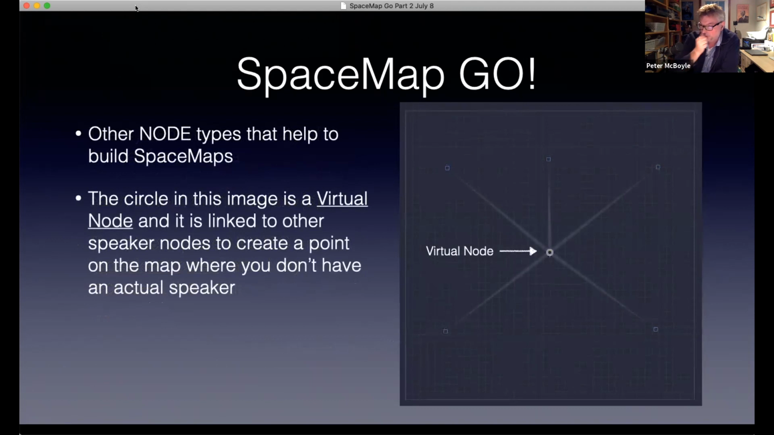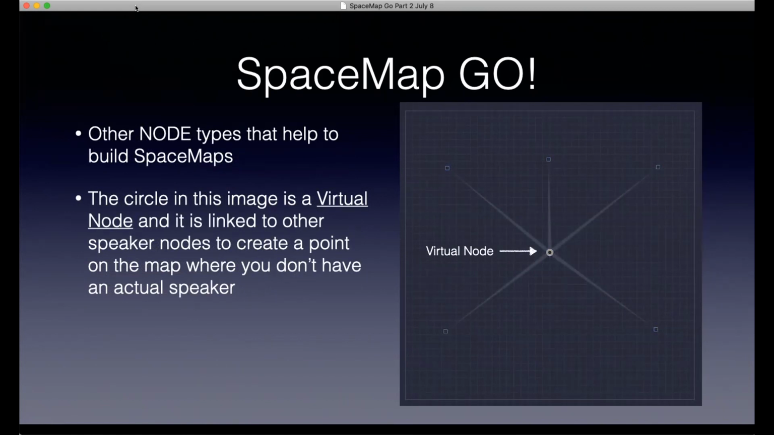And then what you can do is that if you have a space in between where you'd love to have a speaker but you don't, and you don't want the sounds to jump too quickly from point to point of the speakers you do have, you can create something called a virtual node. The virtual node distributes its signal to the appropriate speaker that it is connected to or affiliated with.